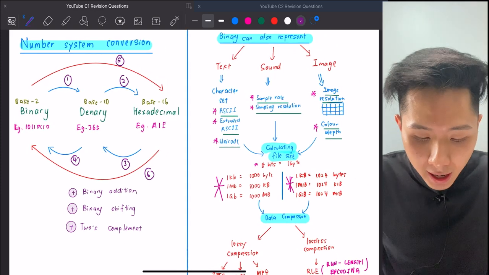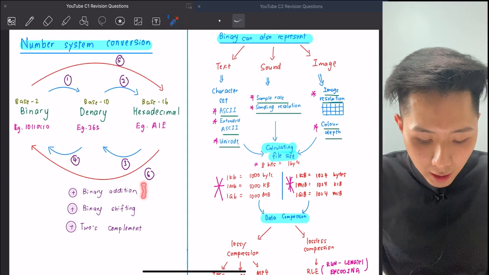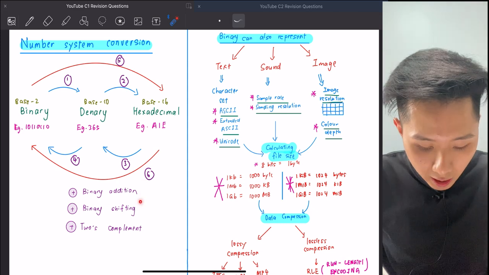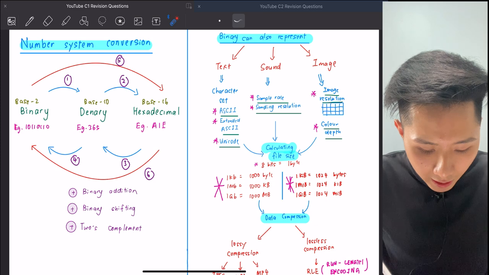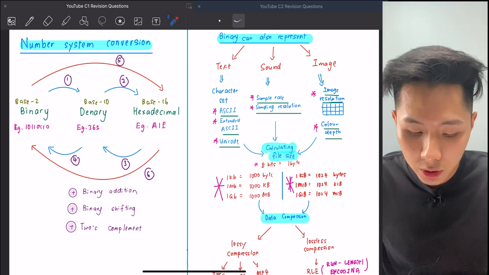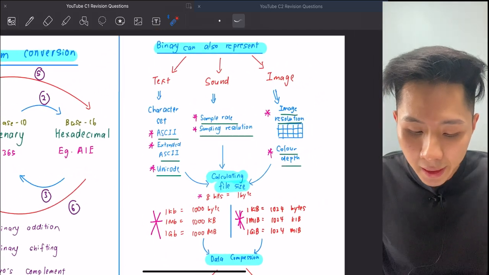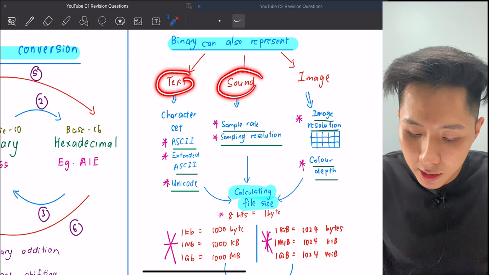On top of this conversion, we also learn how to add up binary numbers, how to multiply them by doing binary shifting, and how to represent negative numbers using the 2's complement system, which we'll attempt some questions on later. And besides numbers, binary can also represent text, sound, and images.